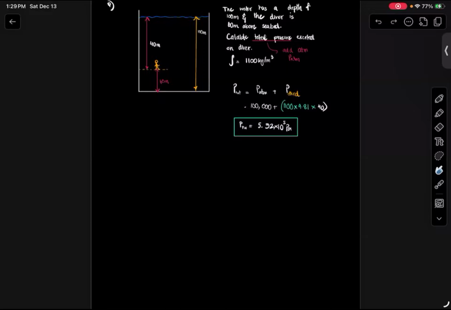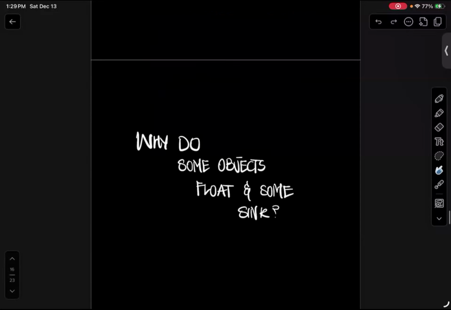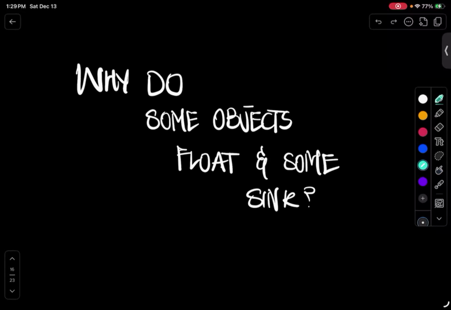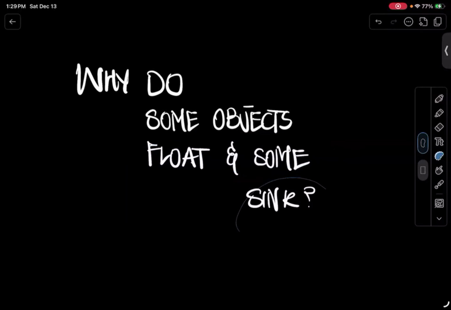Okay. Now, upthrust is pretty confusing if not taught the right way. Let's approach this by a very simple question: why do some objects float and some sink? Let's start from this question. It's much easier to understand upthrust if you start from here.